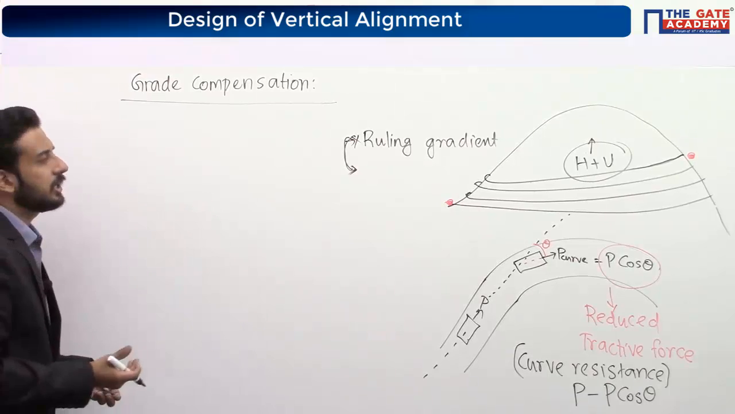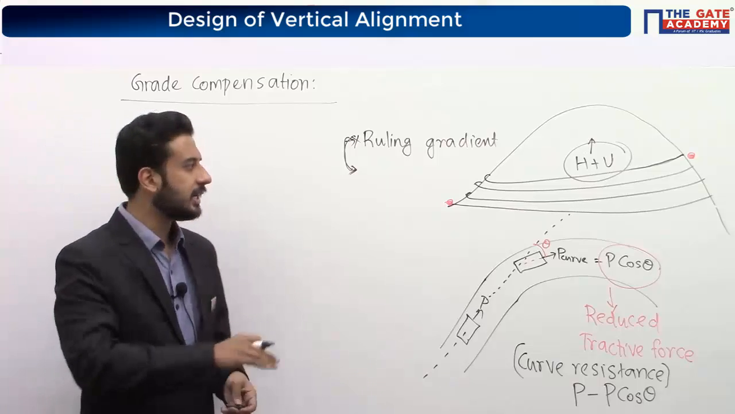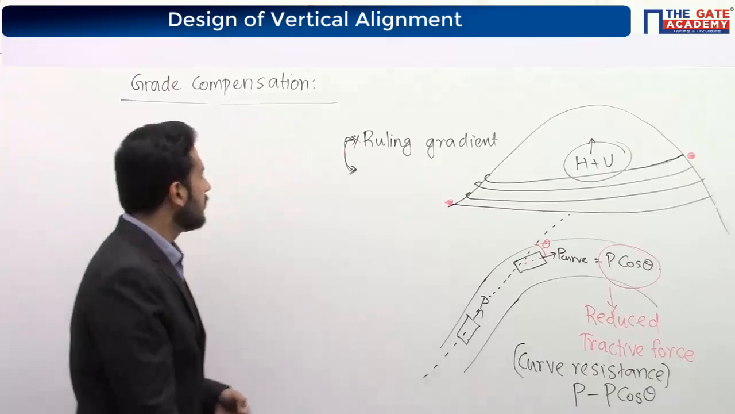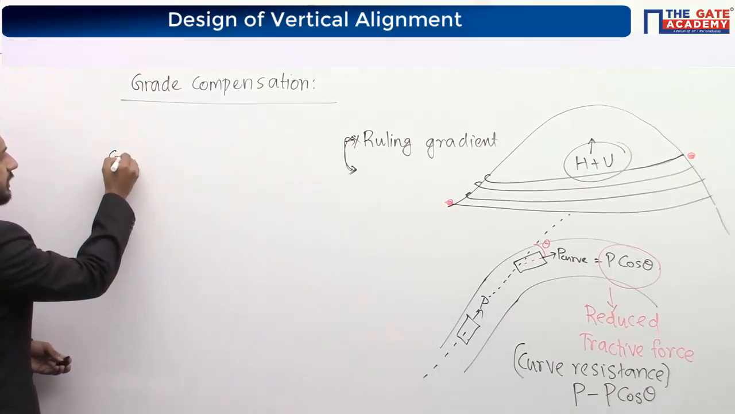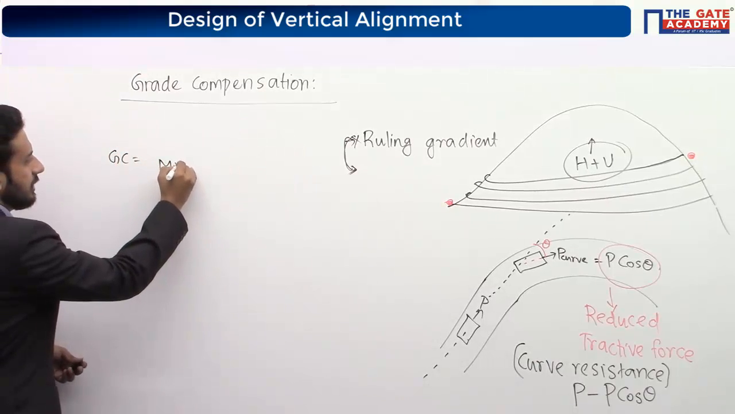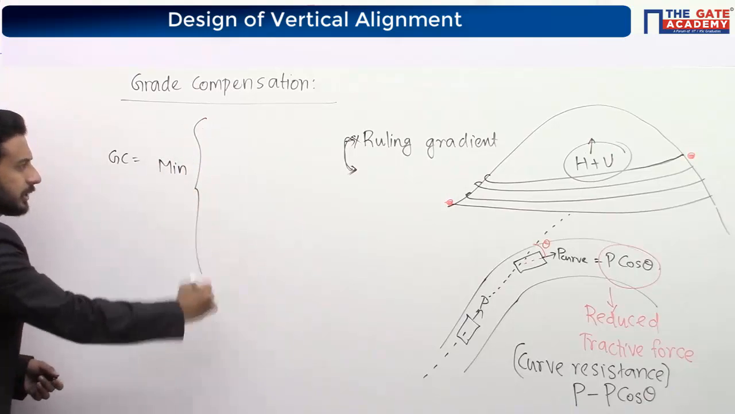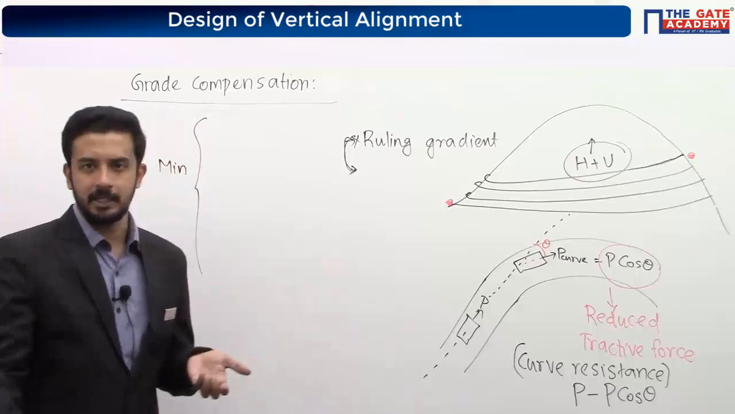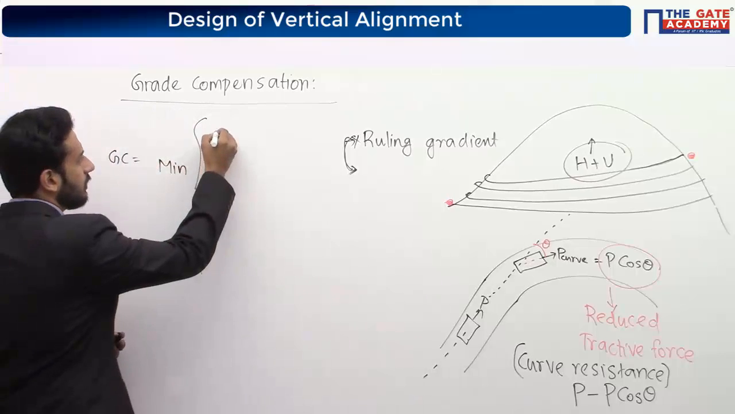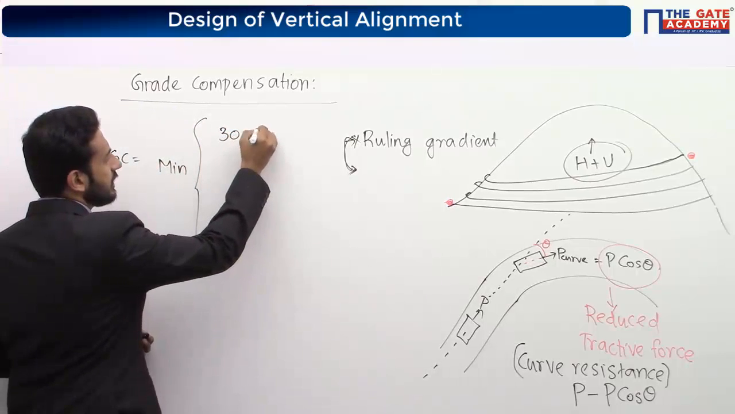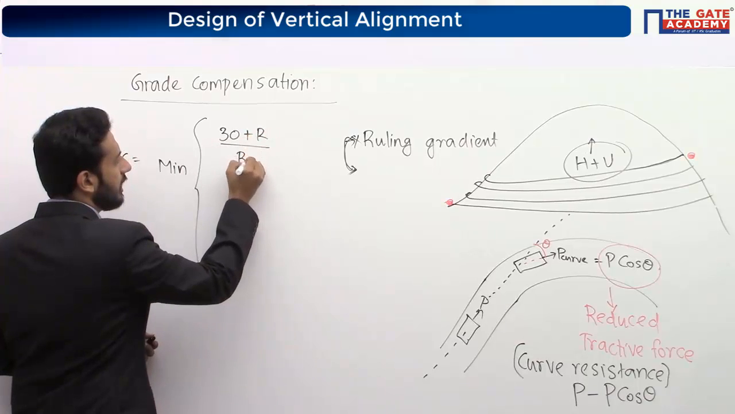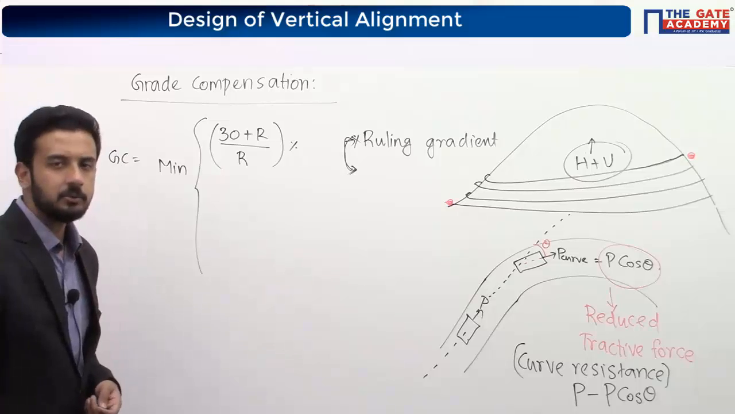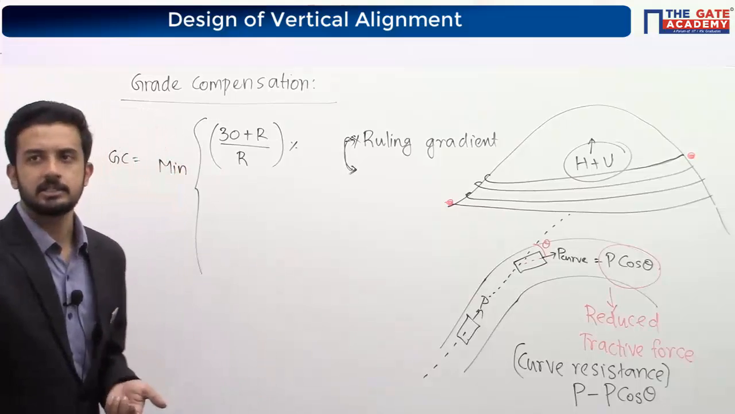So, there is an equation for grade compensation. What is that? How much we are going to decrease. Okay. So, there is an equation for grade compensation given by IRC. Simple equation. Two equations are there. Whichever value we are going to get minimum, that is our final value. Okay. So first value is (30 + R) / R. That much percentage. Directly we are getting some value. It is in percentage.